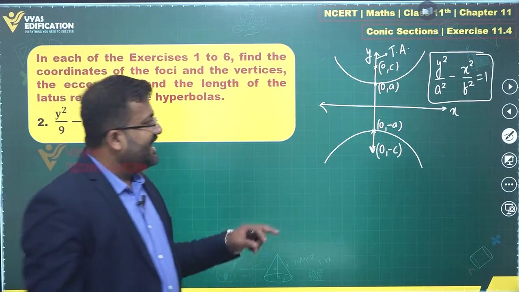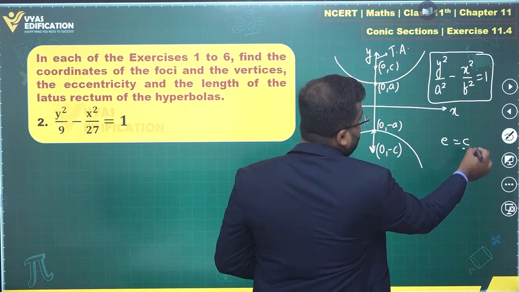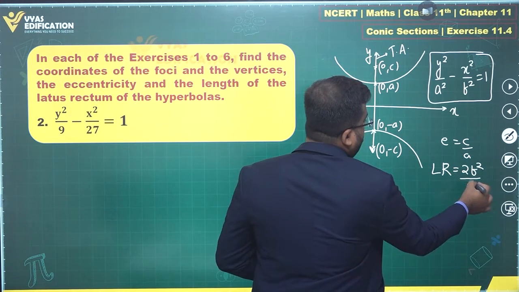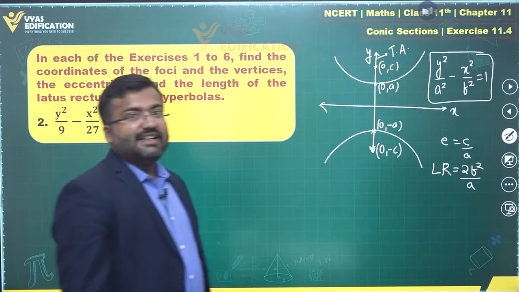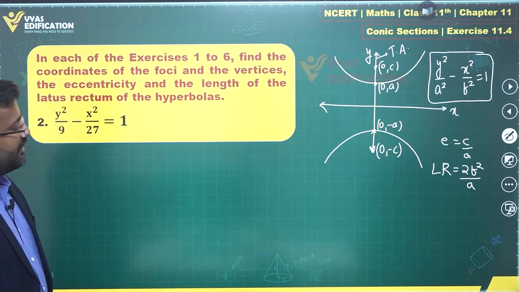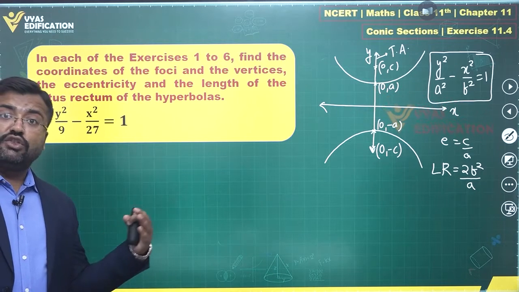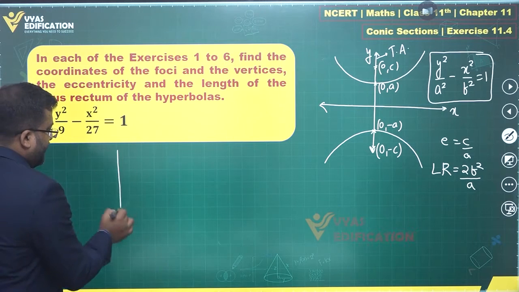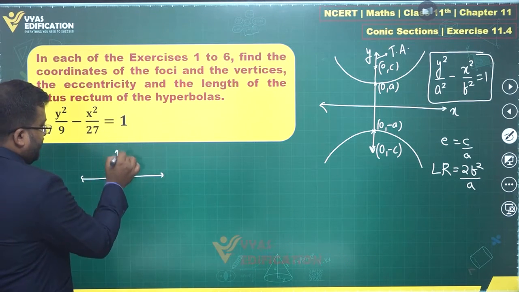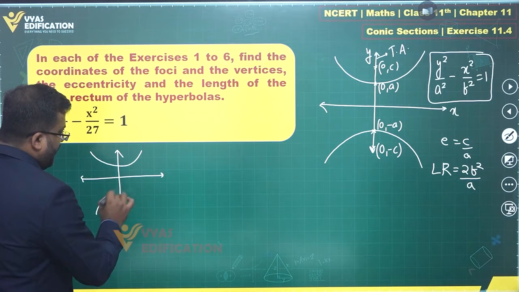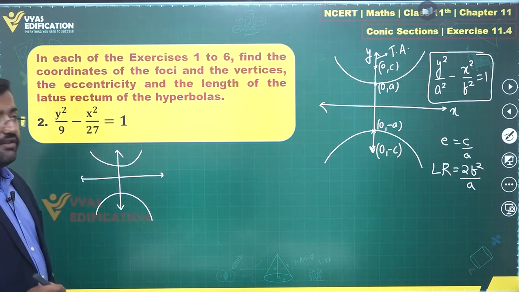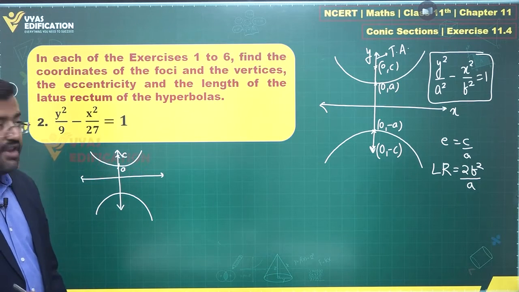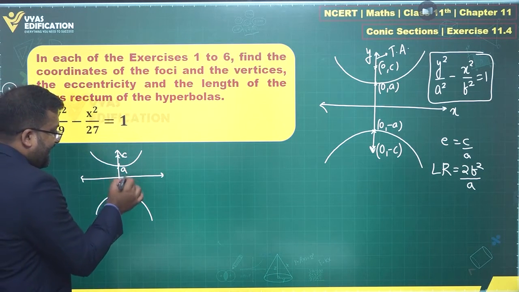Latus rectum and eccentricity are pretty simple. Eccentricity is once again c by a. Latus rectum is 2b square upon a. So once we are through with all of that information, we can deal with this particular question. Here also we have the transverse axis along the y-axis, since the coefficient of y square is positive. And here is a, here is c.